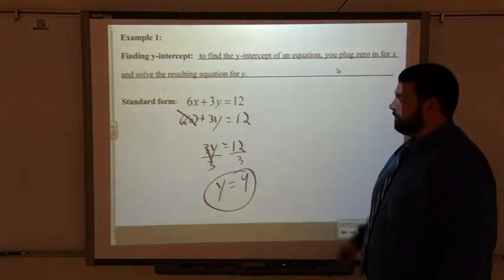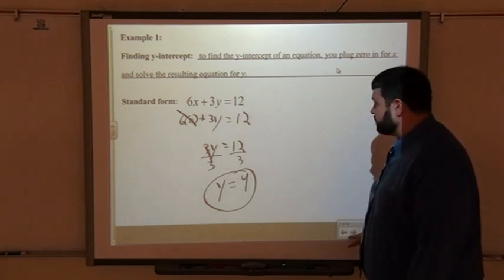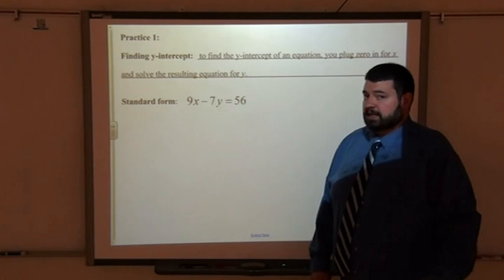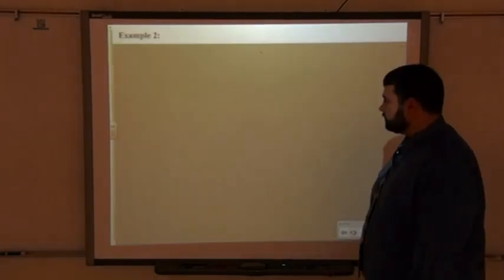So this is our first example. Plug 0 in for x, solve it for y. We may need to do that later on down the road, so I want you to see it. Here's your practice problem, so just follow along, do the same exact thing that I did, something we did probably multiple times last year in Algebra 1.